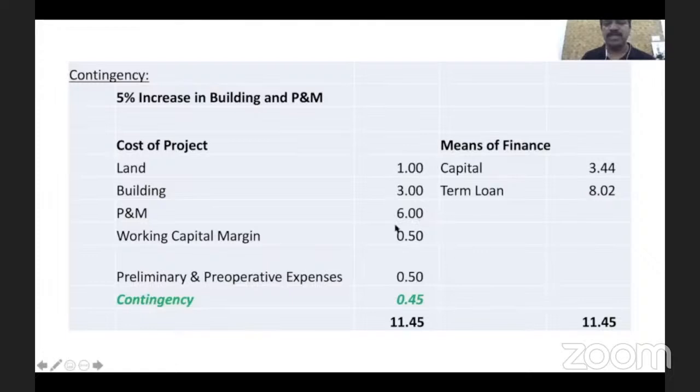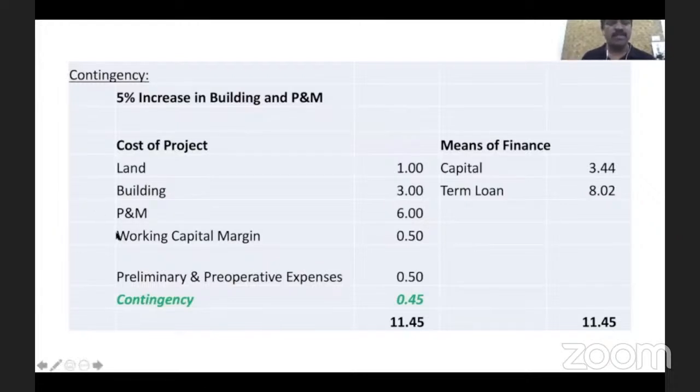So 9 crore is the total cost. I anticipate a 5% increase. That 5% increase I want to provide in the cost of the project, because had I known it in advance, then I could have provided that in the cost of building and plant and machinery itself. But I'm not sure whether it will happen or not. So it is contingency only. If at all it happens, yes, that will be taken care of by funding. If it does not happen, then to that extent the loan also will not be released.